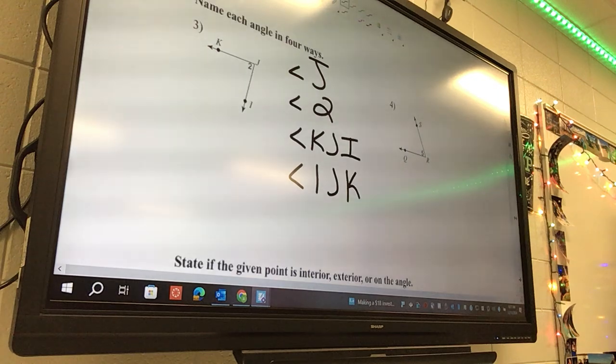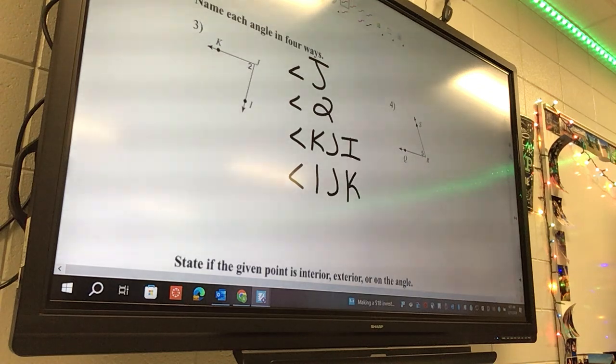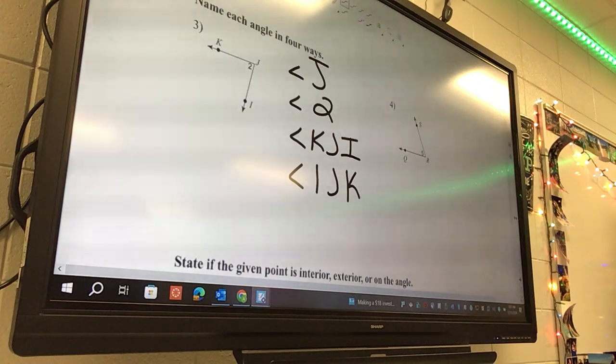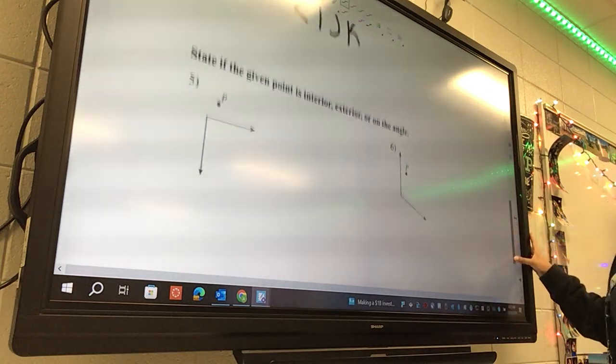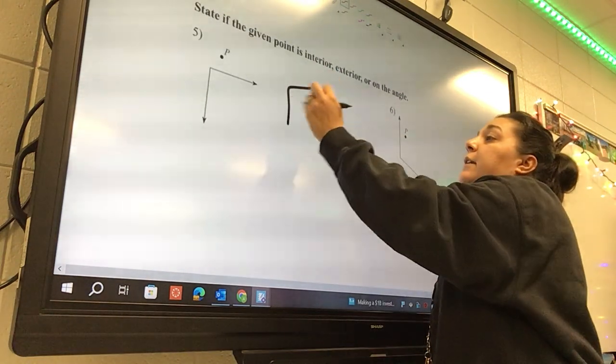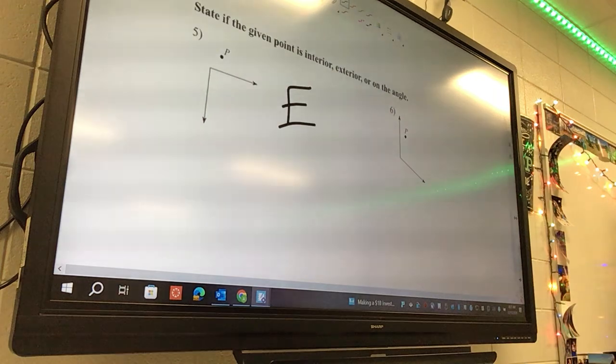Okay, 5 and 6 say state if the given point is interior, exterior, or on the angle. So it's either going to be on the inside of the mouth, which is interior, on the outside here, which is exterior, or on the angle means it's somewhere on the line. So if we look at 5, is that interior, exterior, or on the angle? Exterior. It is exterior, so we can just write an E. Okay, that one's exterior.